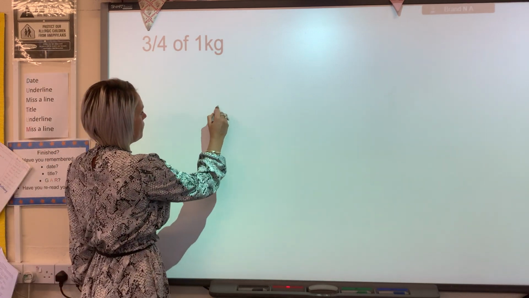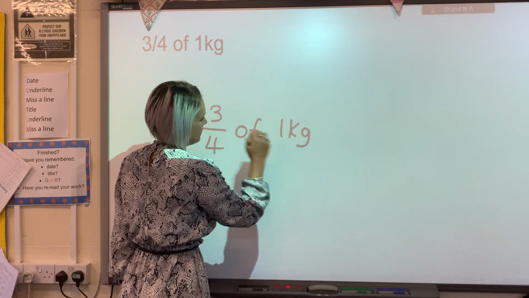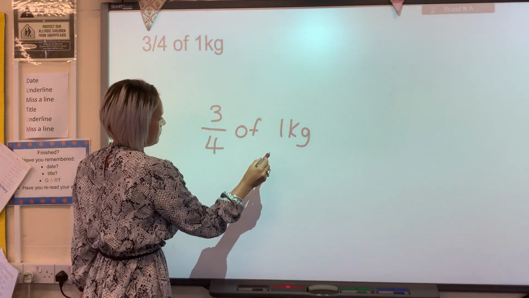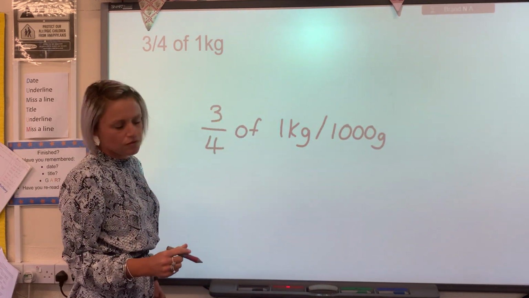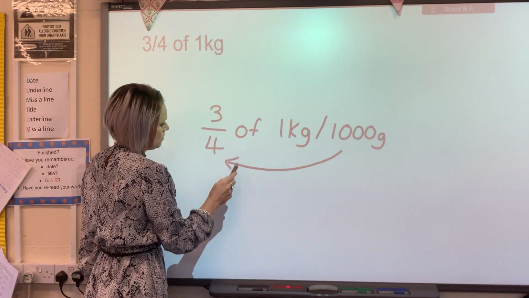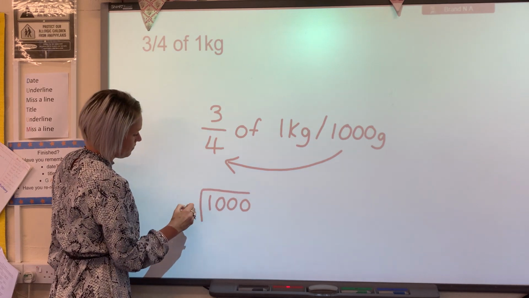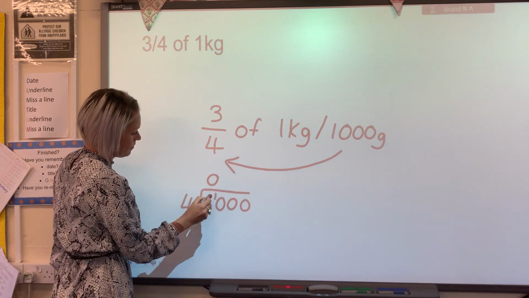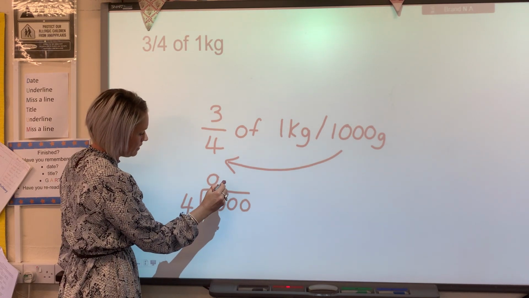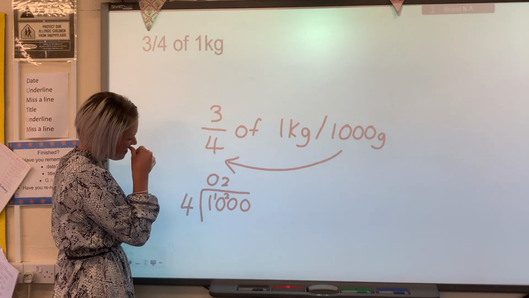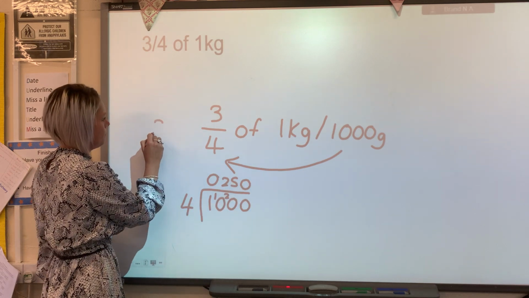And the final one to finish off, 3/4 of 1 kilogram. Okay? So let's change this first into 1,000 grams. I think it asked you for the answer that way. So, how many 4's in 1,000? Okay, carry it over. 4 into 8 is 2, remainder 2. 4 into 20 is 5. 4 into 0 is 0, 250.